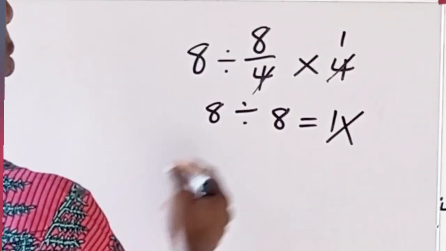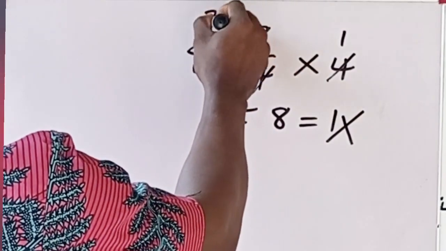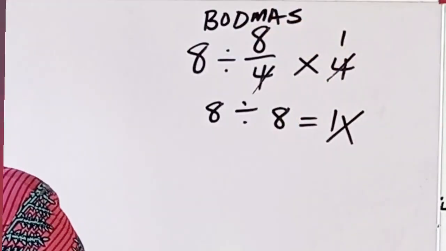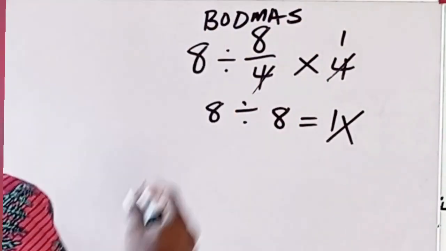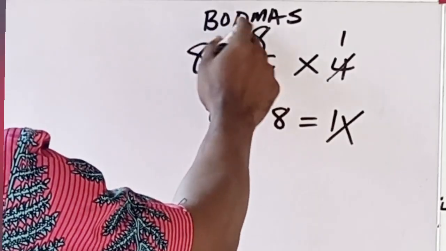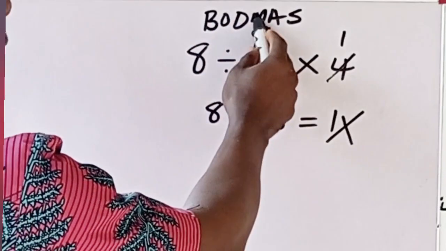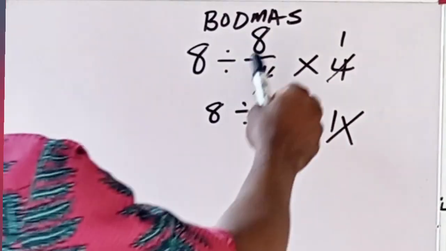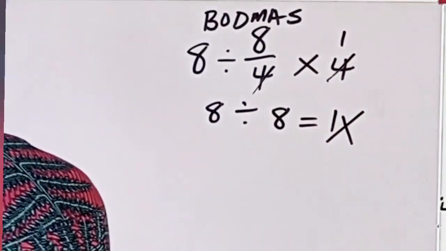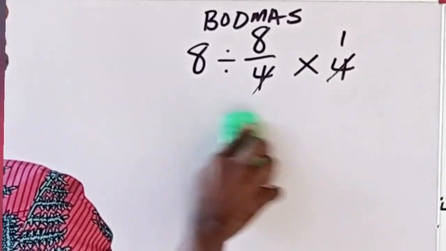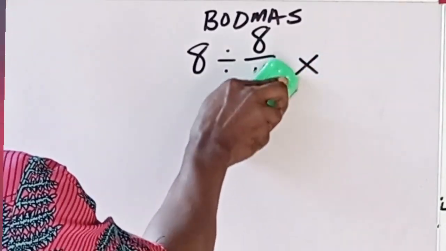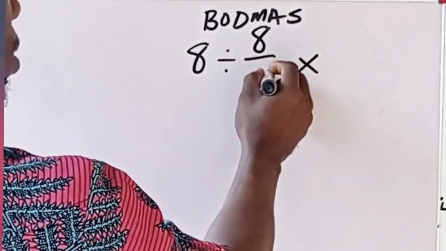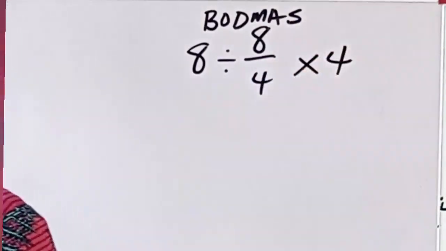The order of operation rule says BODMAS. This is BODMAS. This B stands for bracket. This O stands for of. D stands for division. M means multiplication. A means addition. And S means what? Subtraction. Now, in this order of operation, there are rules you apply when solving equations like this.